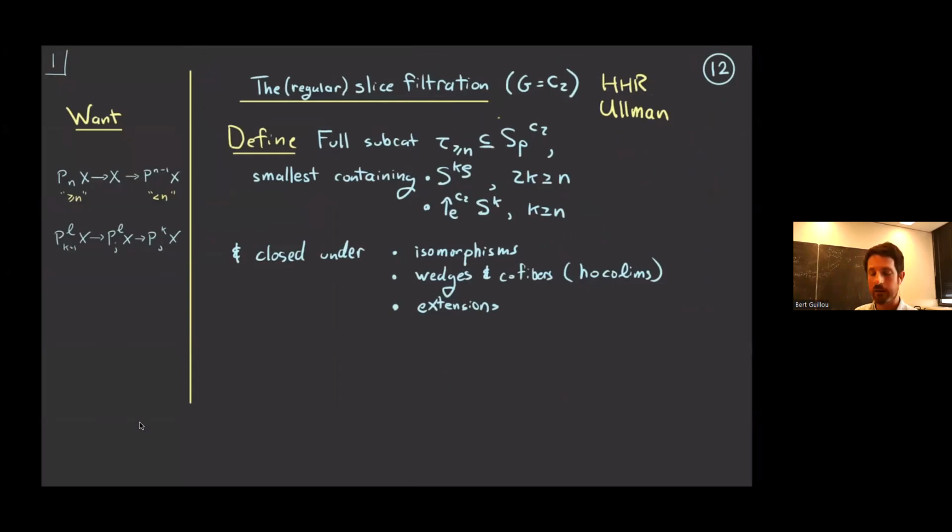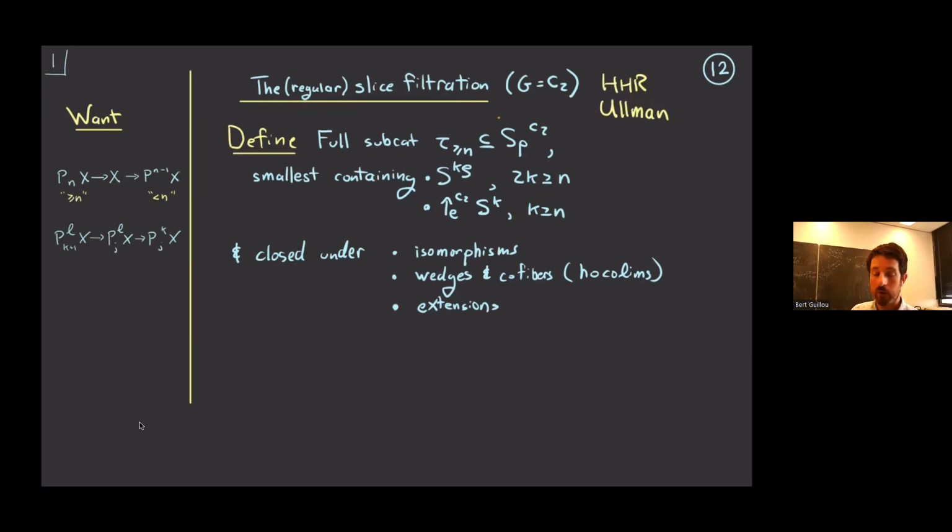So now let's actually give the definition. I should say that the definition that we're using is what's called the regular slice filtration. The filtration was first defined by Dugger and then taken up by Hill, Hopkins, and Ravenel in their work. But the definition we're giving is not the one that you'll find in the HHR paper. Instead, we're using a variant that was introduced by John Ullman in his thesis, called the regular slice filtration. It's a little bit simpler, and I find it more convenient.